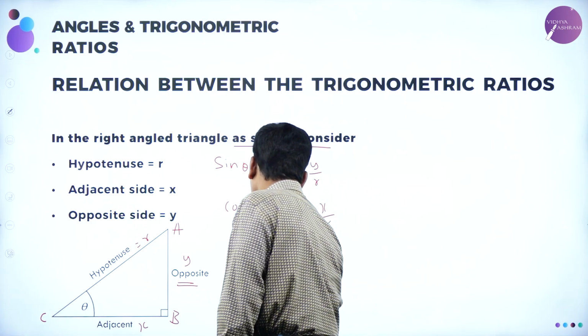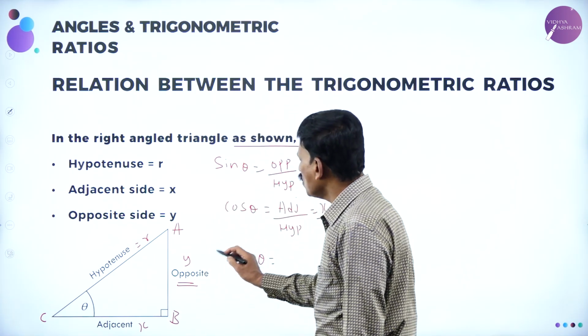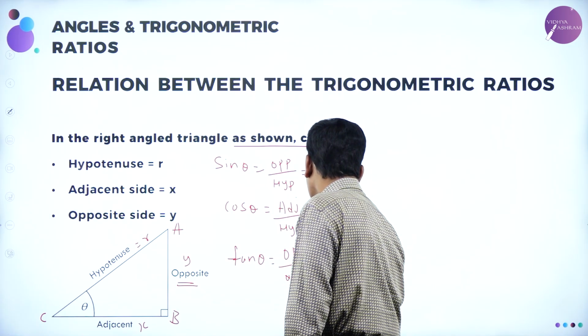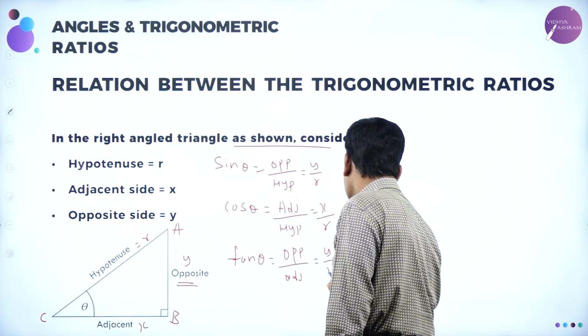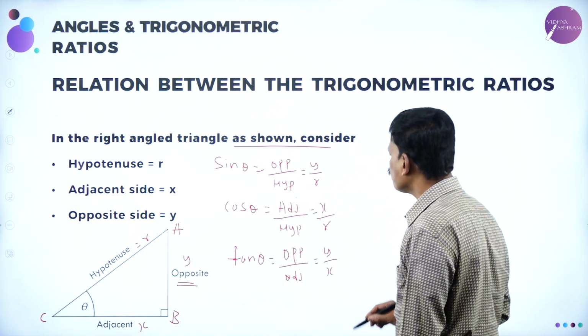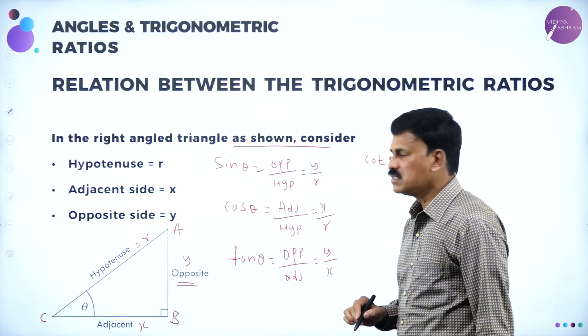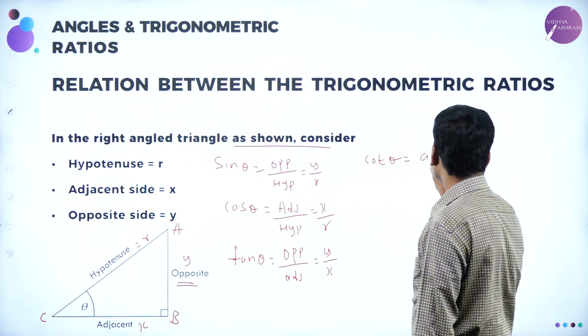Now tangent of angle theta is called tan theta. Tan theta is equal to opposite side divided by adjacent side. What is opposite? Y, divided by the adjacent side X, so Y by X. Next, cotangent of angle theta is called cot theta. Cot theta is equal to adjacent side by opposite side.